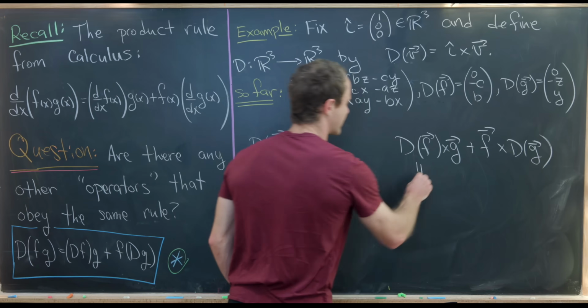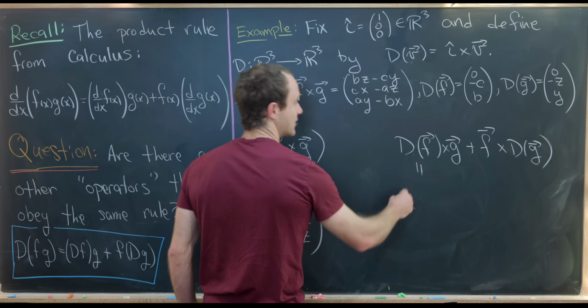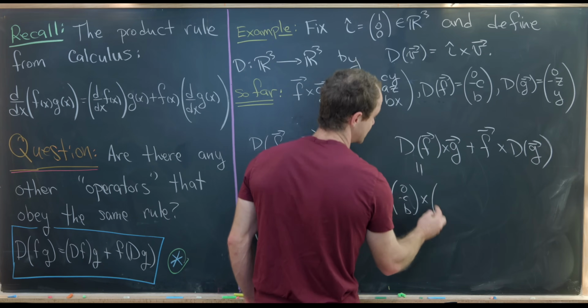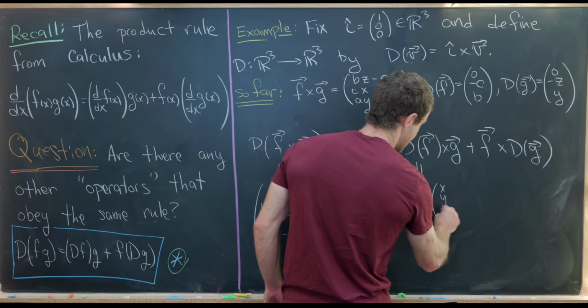Now let's see what we have over here. This is D evaluated at f, which is 0, minus c, b, cross g, which was x, y, z.